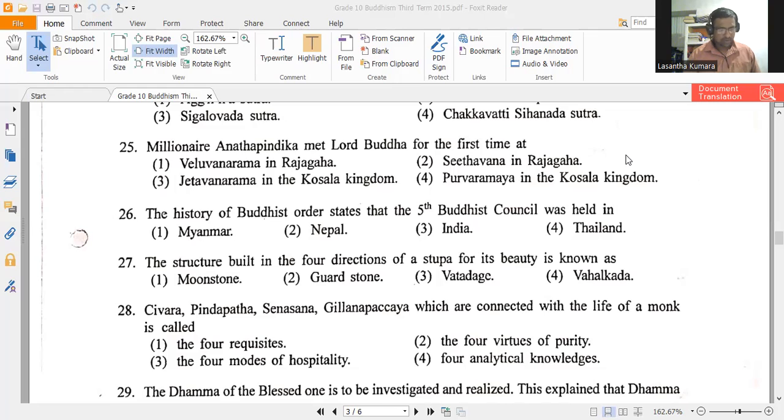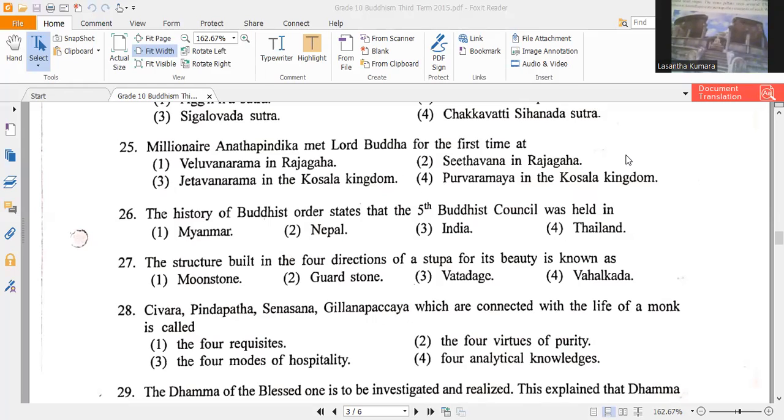Right? Vatadage. So I think you also Vahalkada structure connected to the central part that extends in all 4 directions. This is called Vahalkada. Vatadage is a structure built to protect the stupa, right? Protect the stupa. If you can, I will show you a very close image.